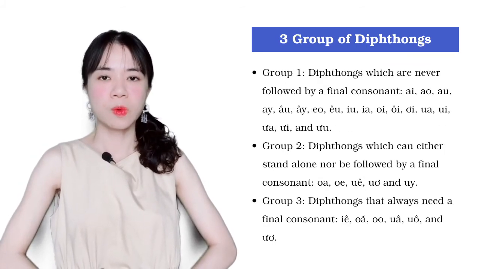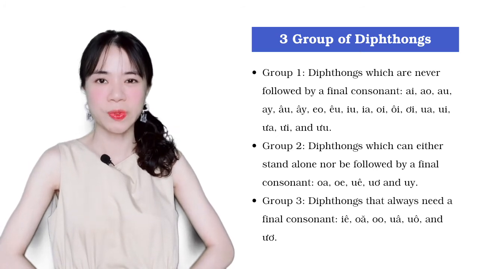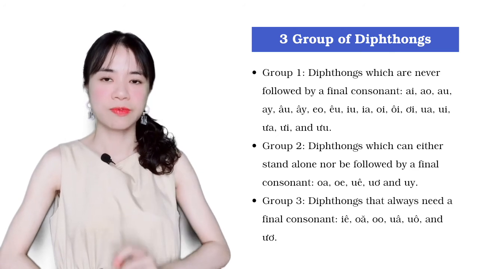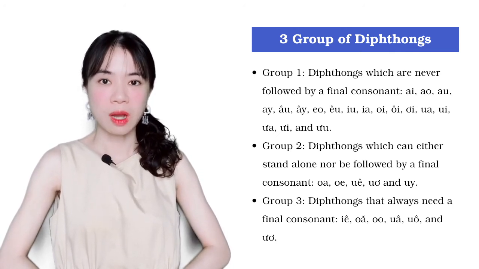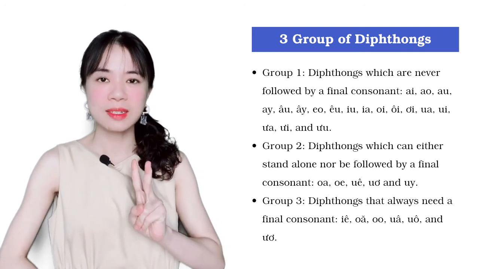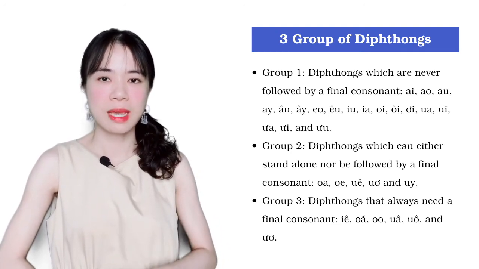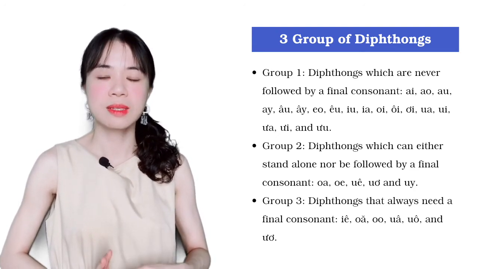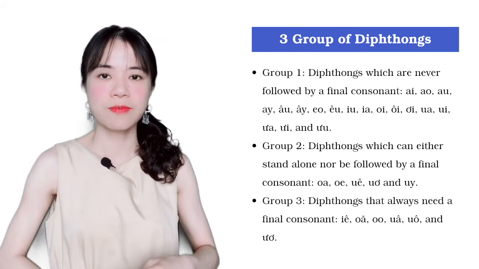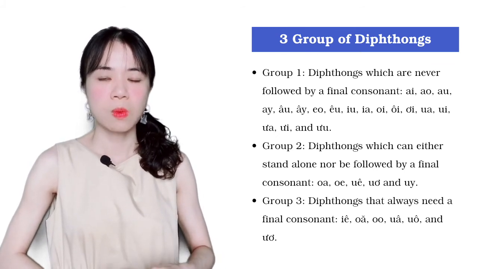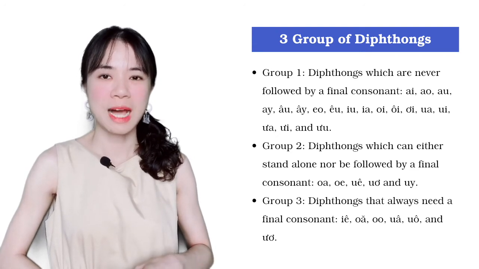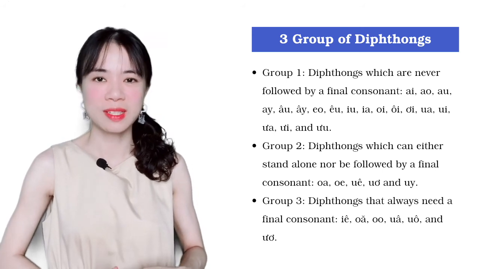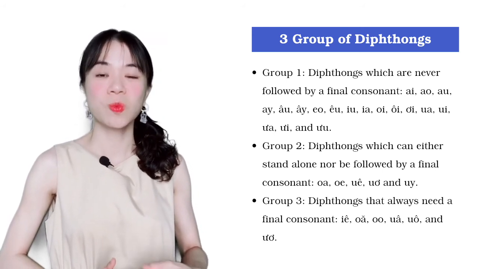There are three groups of diphthongs in total. The first group is diphthongs never followed by a final consonant. The second group is diphthongs that can either stand alone or be followed by a final consonant. The final group is diphthongs which must be followed by a final consonant. And the focus of our today's lesson is group 1.